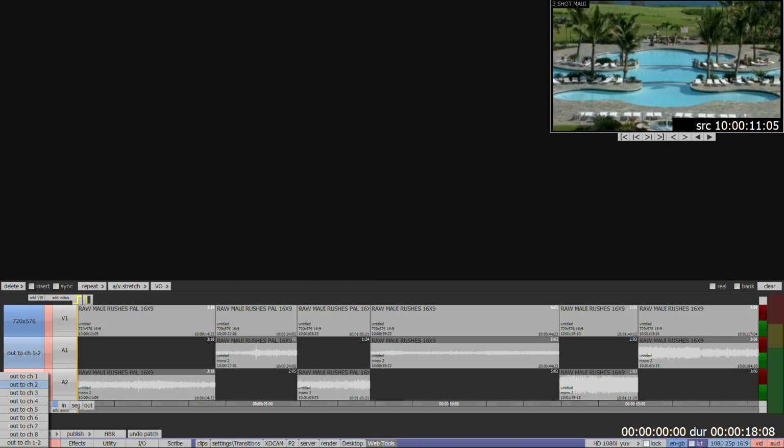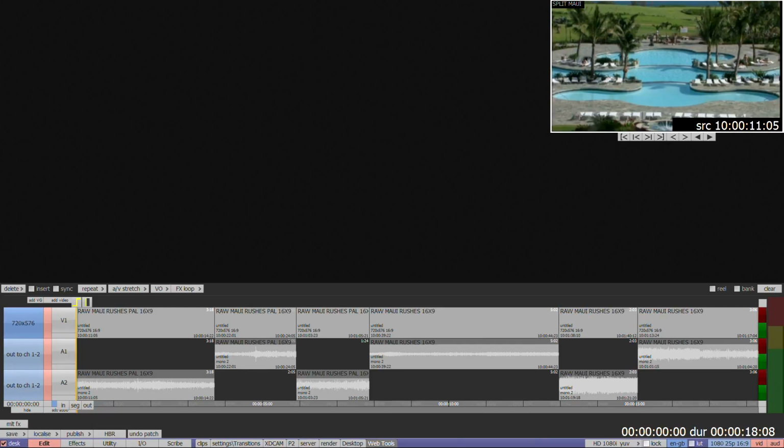For a mixed output to left and right speakers, click and scroll to all tracks out to channels 1 and 2. The number of output channels will affect how many output bars appear on the monitor at the far right of the timeline. If only one output is set, only one bar will appear. If there are two outputs, there will be 2 bars, and so on.